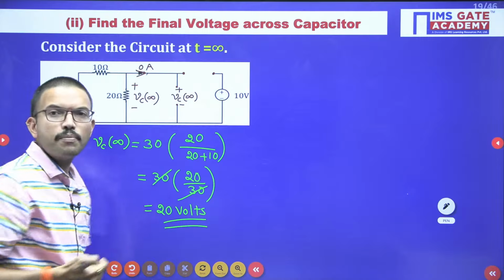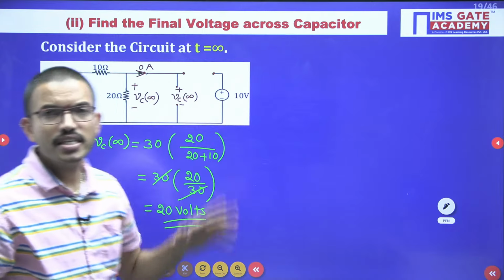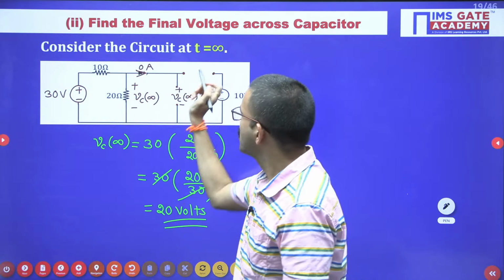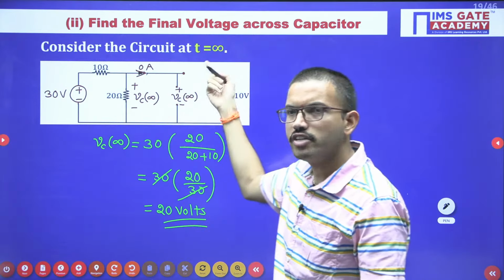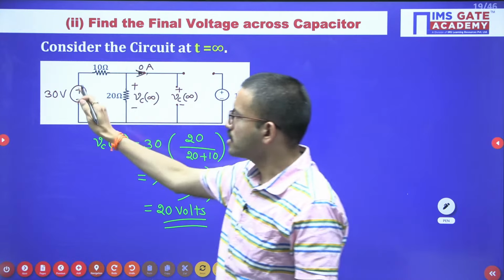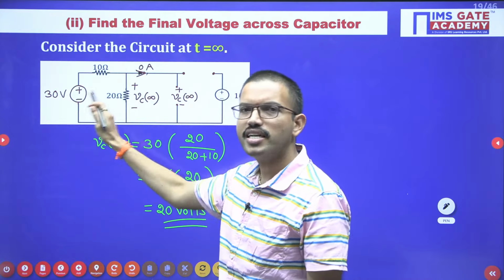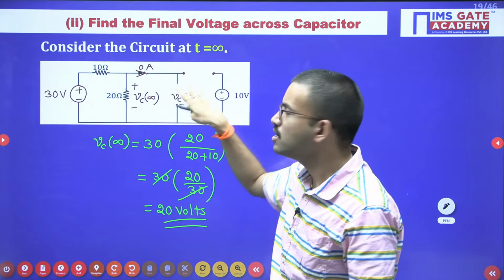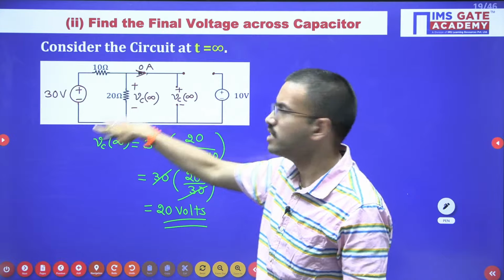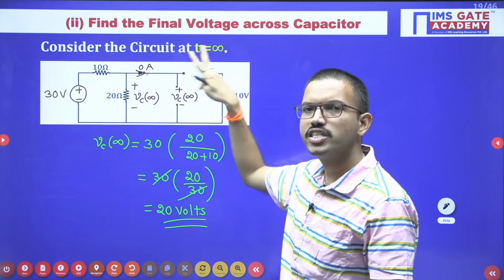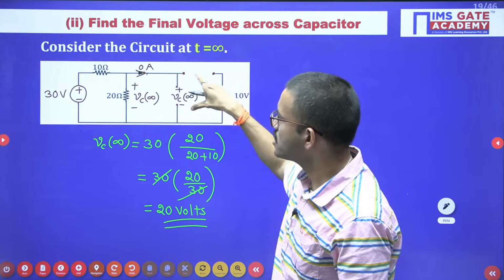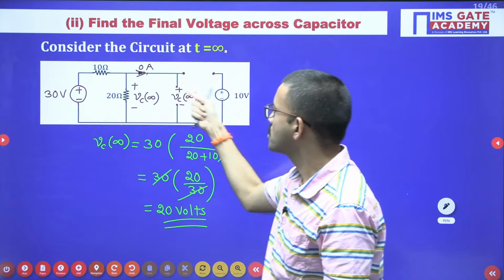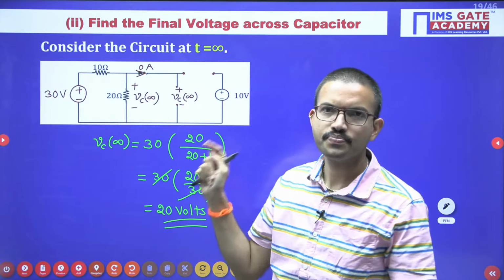Now you can observe here, because after the switching action we have connected some independent source forever, right? So when you are analyzing the circuit at t equal to infinity, from the t equal to 0 plus instant onwards we have connected the source to this particular capacitor. So with respect to 0 plus instant, at t equal to infinity we have already reached the steady state. In the steady state, the capacitor always acts as an open circuit because of this particular independent source. Now if you observe, you are getting 20 volts.